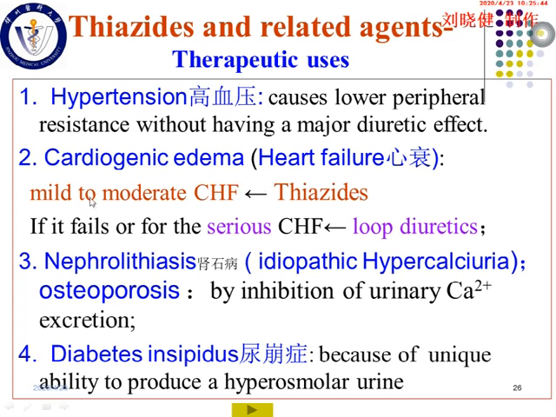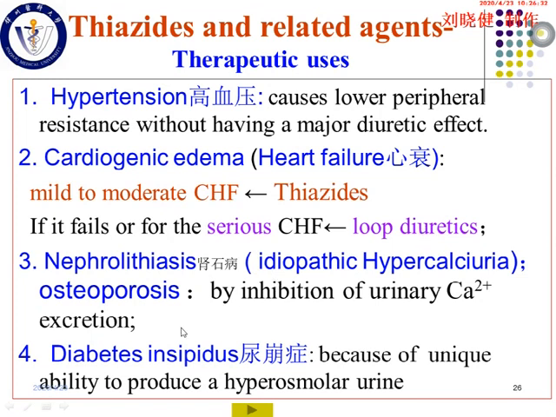Because of diuretic effects, this drug is also used to treat cardiogenic edema caused by heart failure, chronic heart failure. The patients with heart failure usually have edema, and because of the mild and lasting diuretic effects of Thiazides, it is really helpful to improve this edema, but only for mild to moderate congestive heart failure. If the heart failure is very serious, even Thiazides fail to treat it, you had better choose loop diuretics.